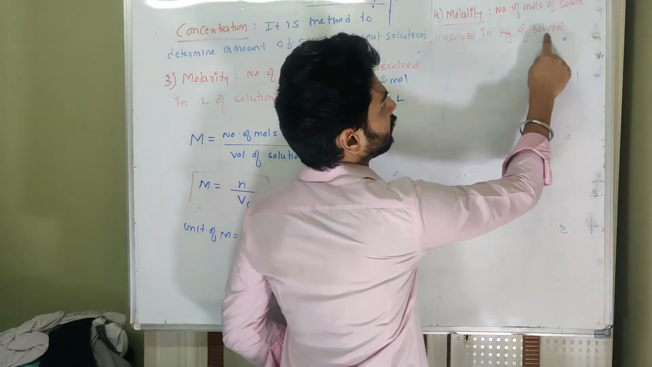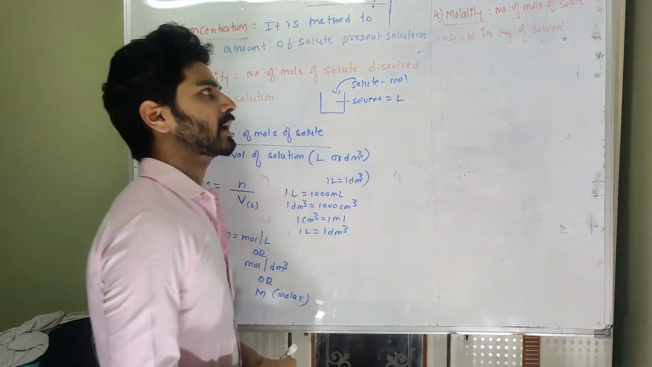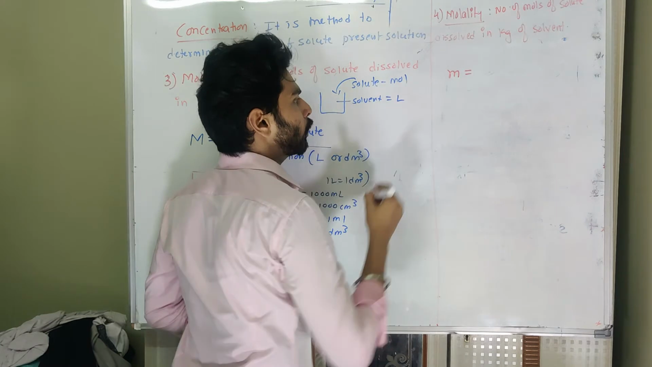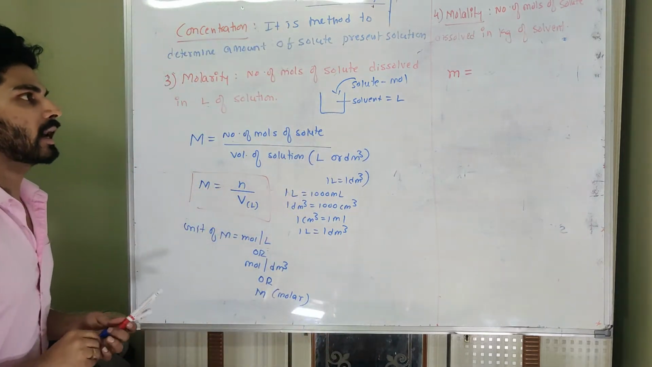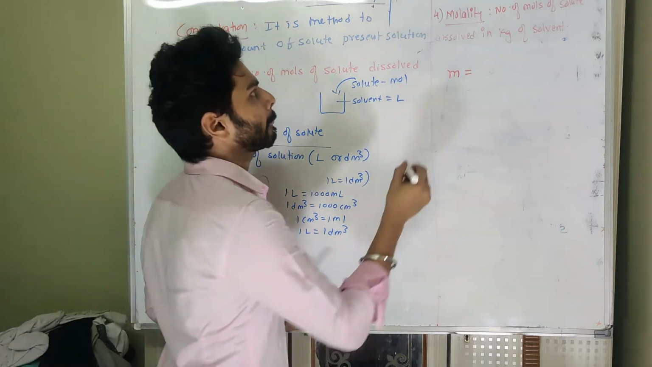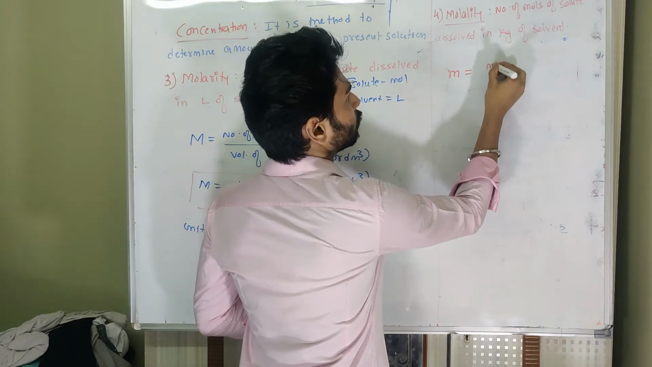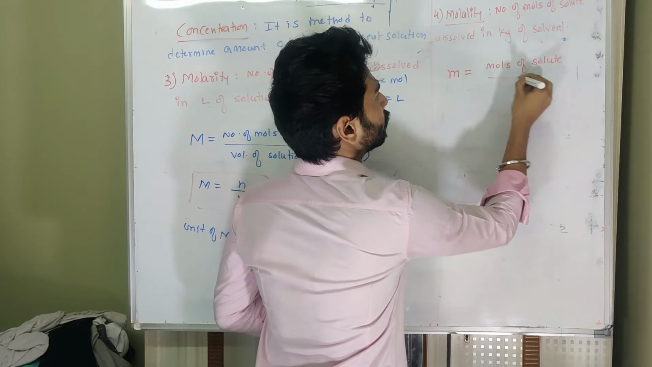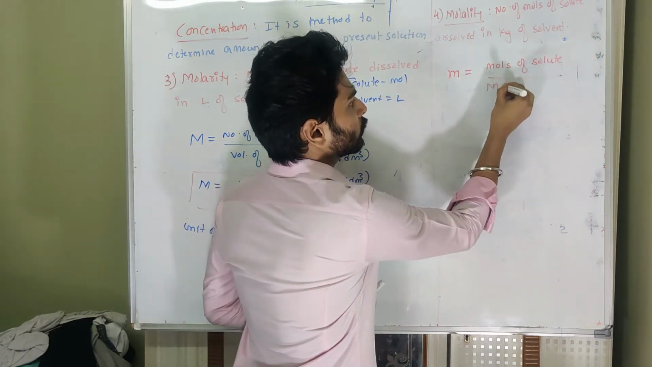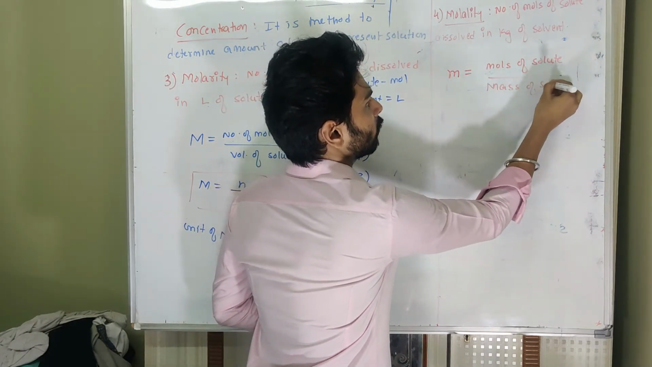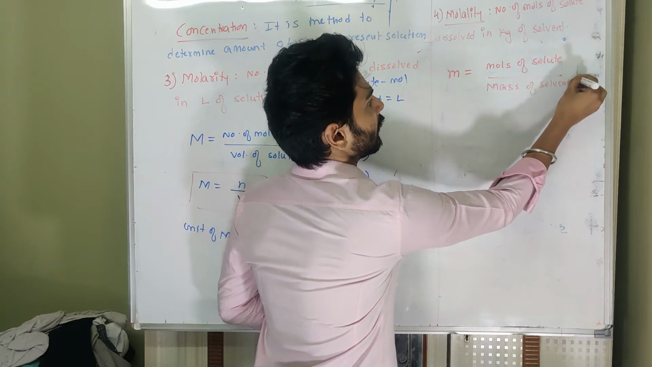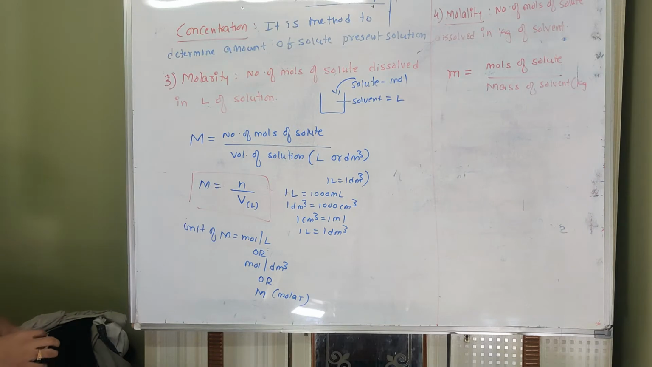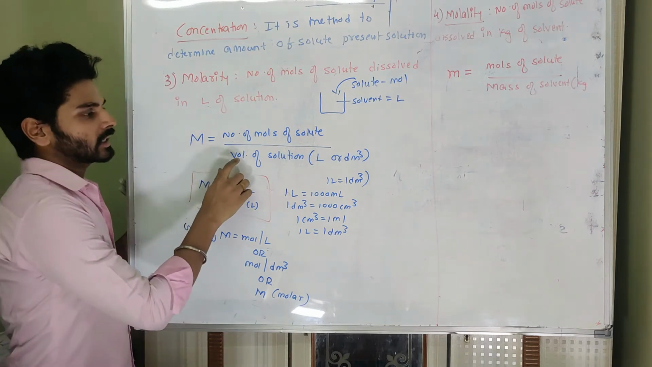Here we are dissolving in solvent, whose mass must be given in terms of kg, and the symbolic representation is small letter m. Molality is represented by small letter m, and small letter m equals number of moles of solute divided by mass of solvent, and that has to be in kg.